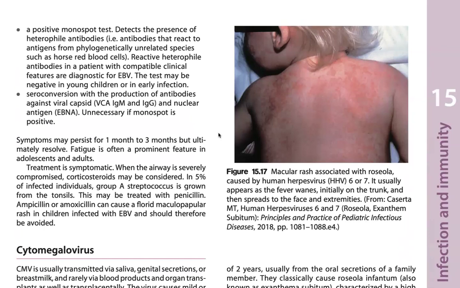Symptoms may persist for 1 month to 3 months, but ultimately resolve. Fatigue is often a prominent feature in adolescents and adults. Treatment is symptomatic. When the airway is severely compromised, corticosteroid may be considered. In 5% of affected individuals, group A streptococcus is grown from the tonsils. This may be treated with penicillin. Ampicillin or amoxicillin can cause a florid maculopapular rash in children infected with EBV and should therefore be avoided.